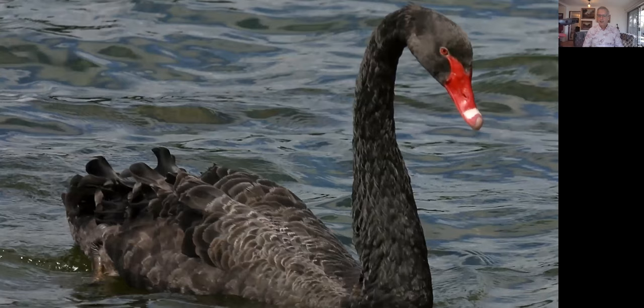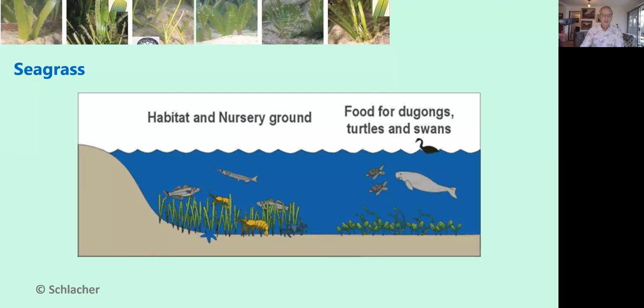That's a black swan. And it is of significance because when the first Europeans came, Banks was the naturalist on board the Endeavour with Cook, and they saw black swans. They actually thought the rum had done something very terrible to their brains, or the wine had gone off. But black swans feed on seagrass. Here's a black swan, and there are turtles and a dugong and all the other fish in here.